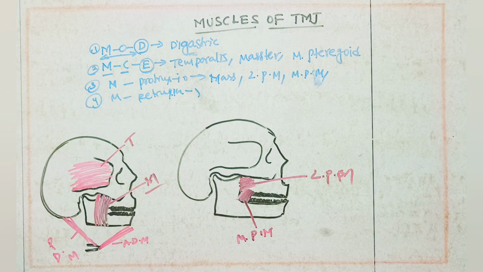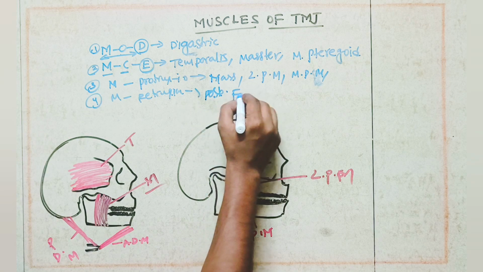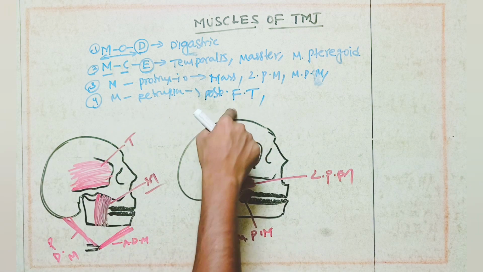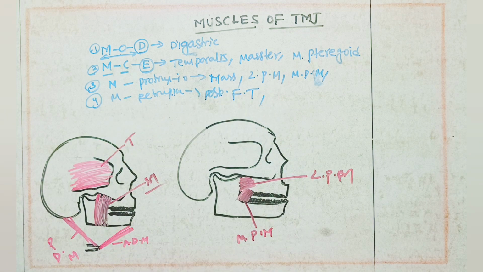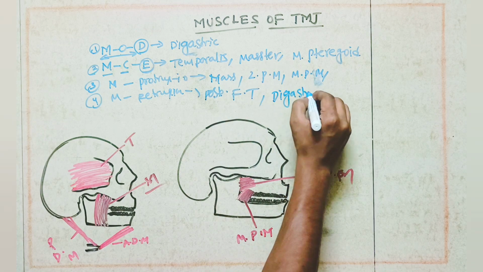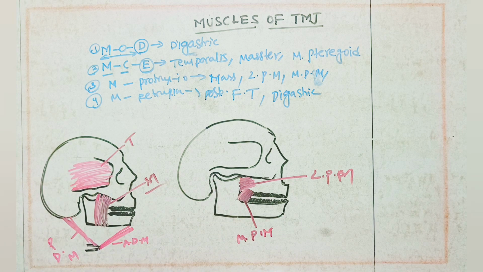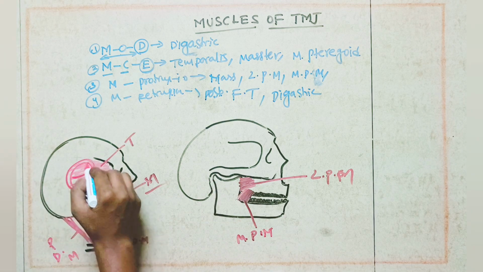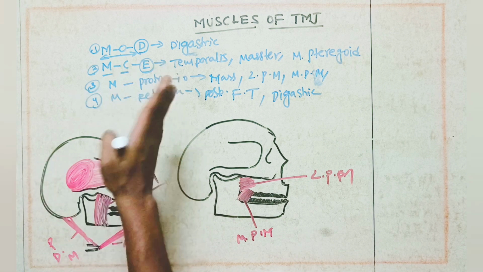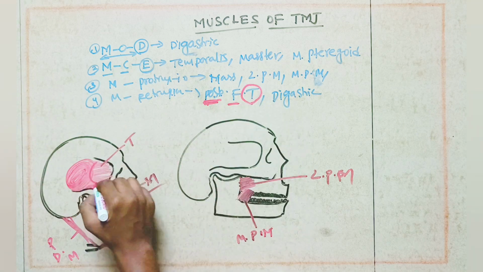This movement is going to happen through the action of the muscles. The muscles are the bilateral action of the posterior fibers of the temporal muscles with assistance from the digastric muscle. So for the retrusion movement, it is going to happen through the posterior fibers, the posterior fibers on both sides, right side and left side, of the temporal muscle.